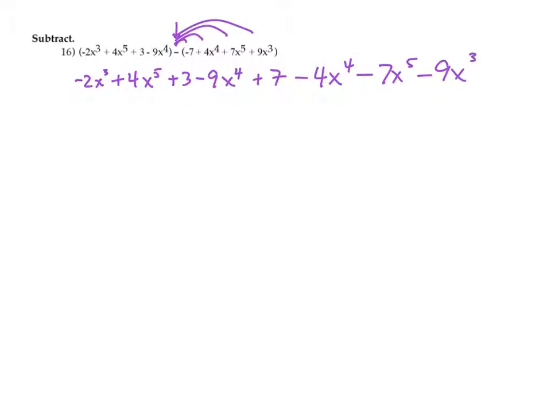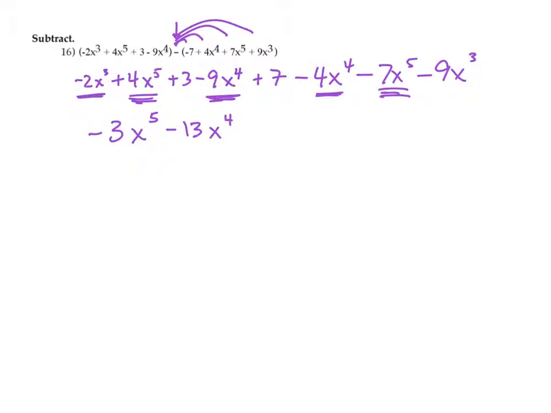Now I can take a look and collect like terms. So highest degree looks to be a 5. So there's a 5. Here's another 5. Is that all of them? Yep. So I'm up 4, I lose 7, so I'd be down 3x to the fifths. Okay, here's an x to the fourth. Here's another one. Is that all of them? Yep. So down 9, down another 4, so it'd be down 13 x to the fourths.